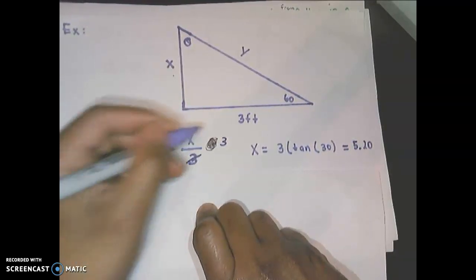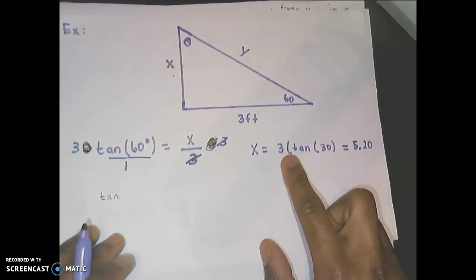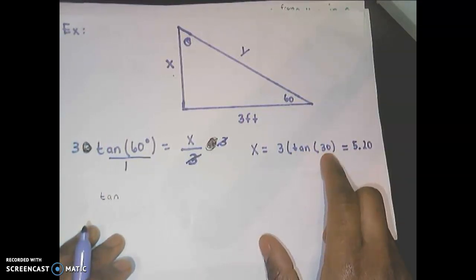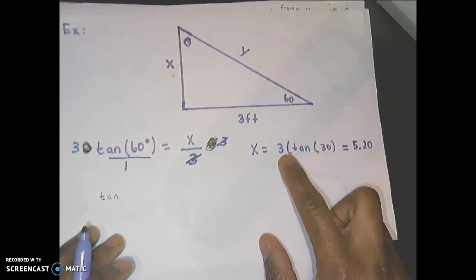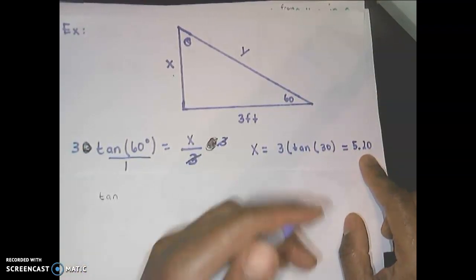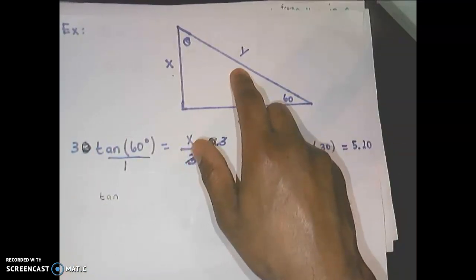Well, these 3's are going to cancel out. So as you can see, I get x is equal to 3 times the tangent of 60. Once I put the tangent of 60 into my calculator and multiply it by 3, I am going to get 5.2 feet. All right, so this is the value of x. X is 5.2. Now let's find the value of y.